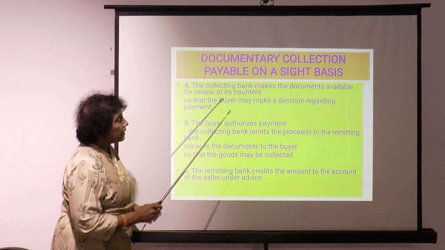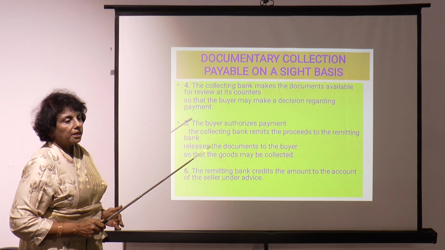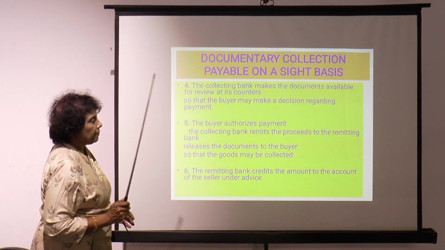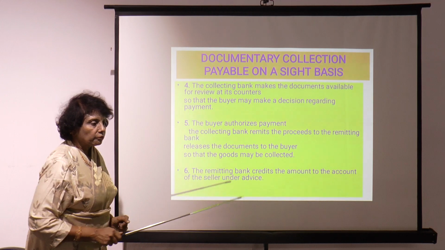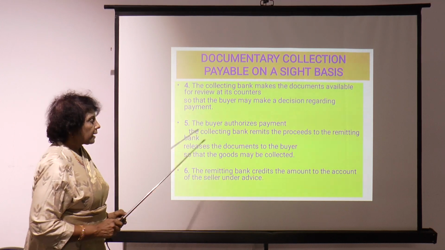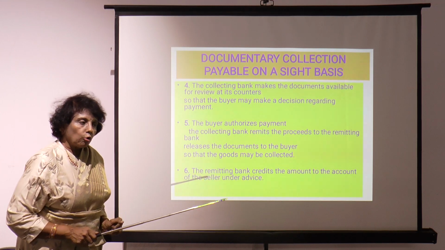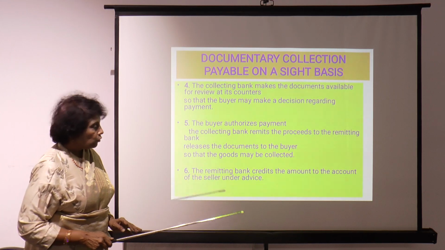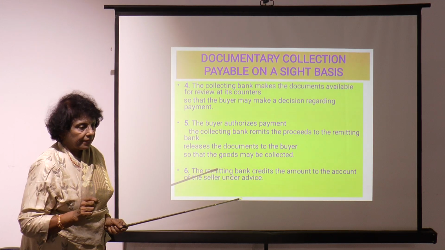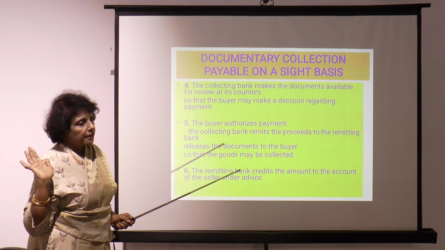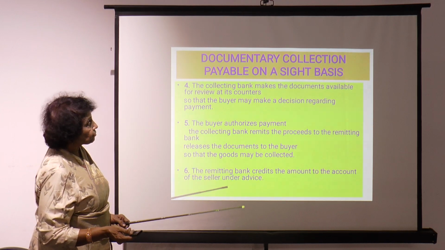The collecting bank makes the documents available to review at the counter so that the buyer may make a decision regarding payment. The buyer authorizes payment. The collecting bank remits the proceeds to the remitting bank, releases the documents to the buyer. Then the buyer goes to the customs and clears the goods. So the remitting bank credits the amount to the account of the seller. So which bank credits the amount? The remitting bank, to the account of the seller under advice.